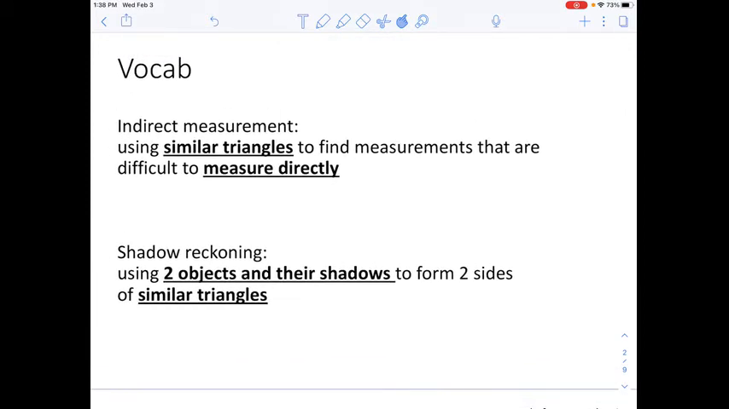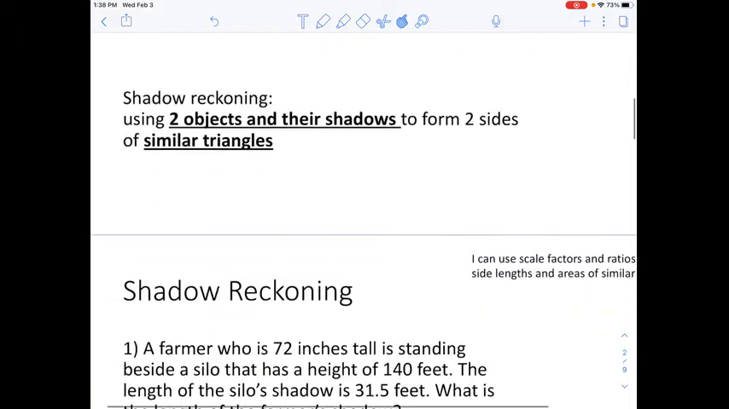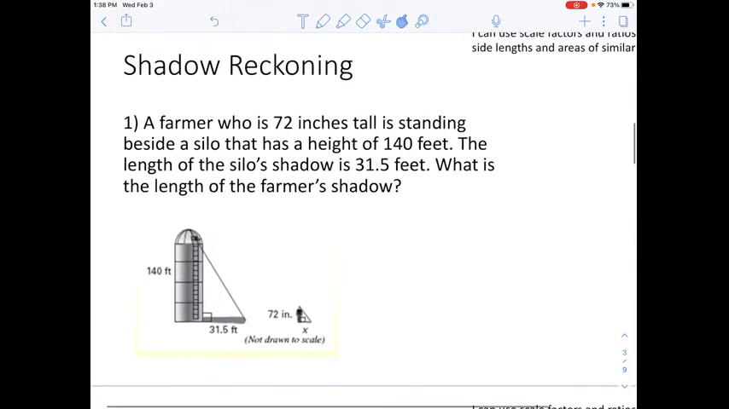Okay, some vocab. Indirect measurement uses similar triangles to find measurements that are difficult to measure directly. So exactly like it sounds, with indirect measurement, we are going to find some measures using similar shapes. And then shadow reckoning is using 2 objects and their shadows to form 2 sides of similar triangles. So that'll make sense in a second when we practice.